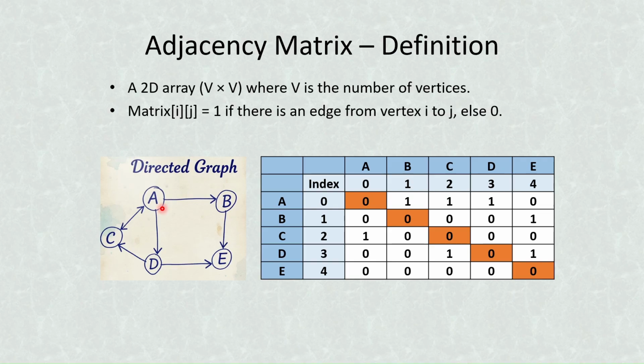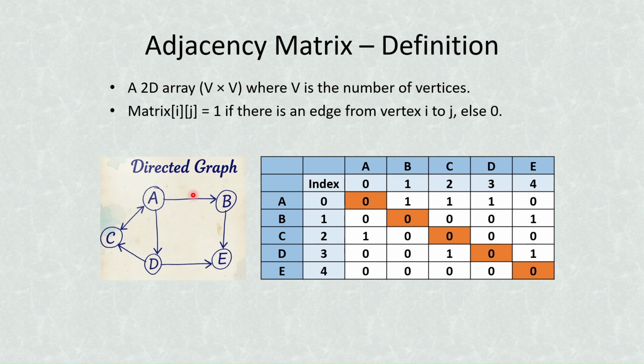In this case, we will take a directed graph. It means each edge has a direction. Here in this case, I can go from A to B, but I cannot go from B to A. So that is called a directed graph. Same way, we have to use a two-dimensional matrix to represent the directed graph.